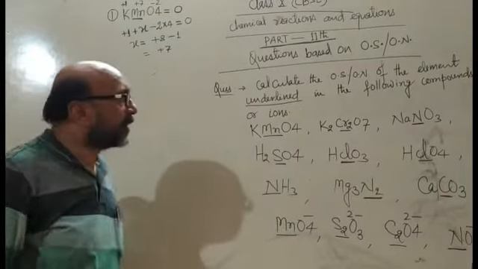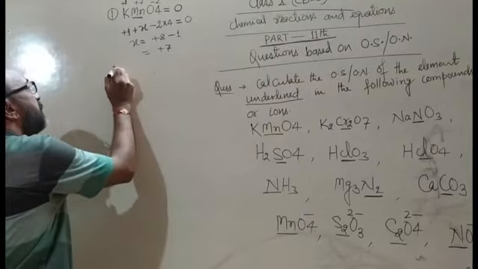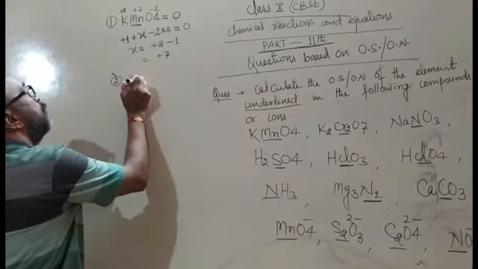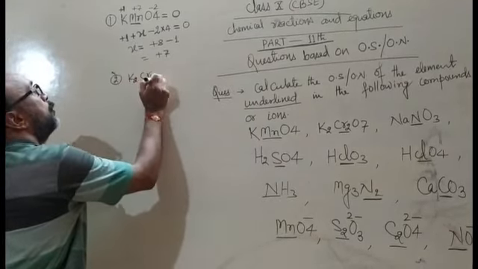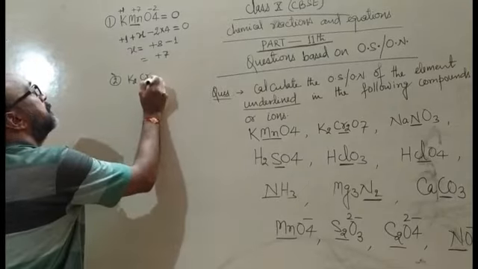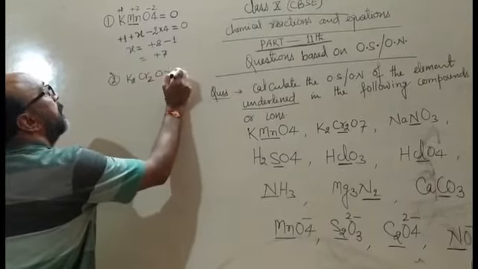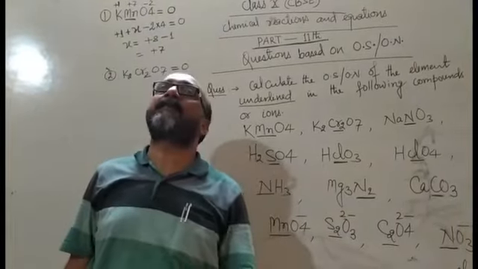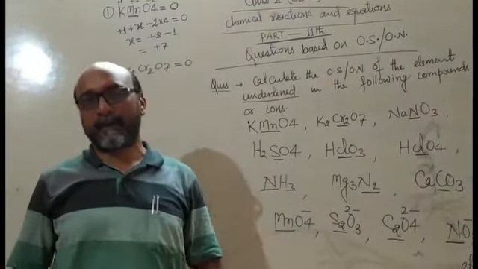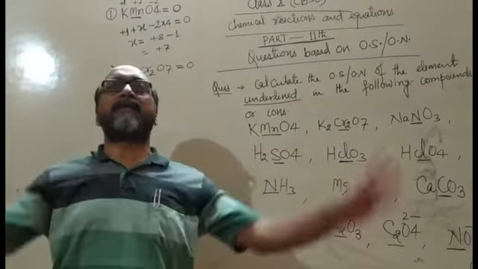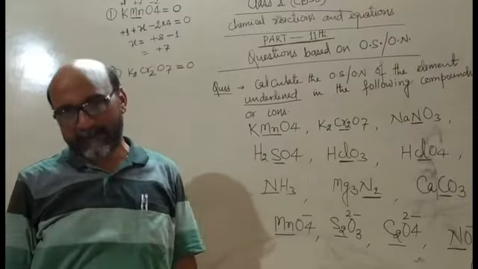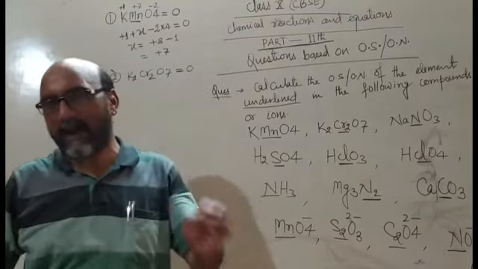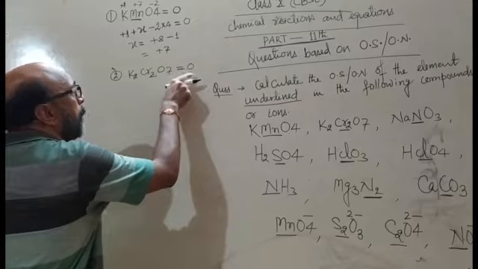Right? Now, the second compound given is K2Cr2O7. Again, it is a compound. How shall we understand compound or ion? If no charge is given on the group of atoms, it is a compound, it is a molecule. If it is charged, it is an ion. So, it is a compound.